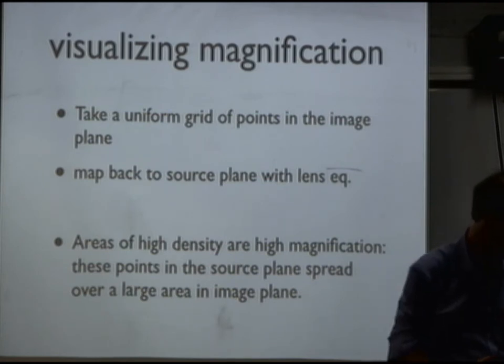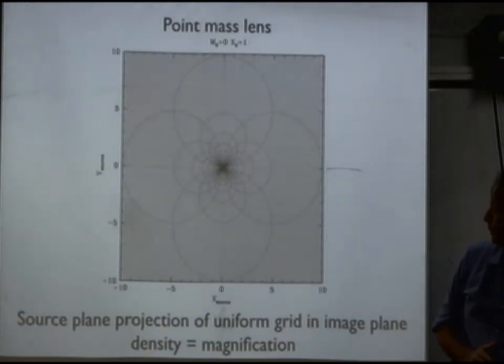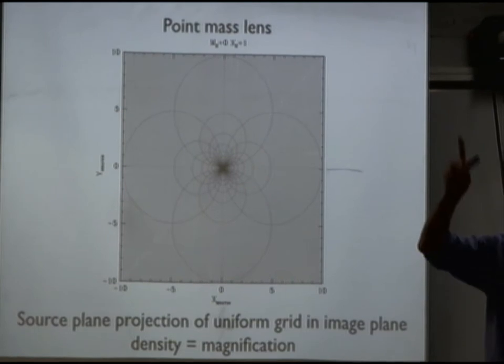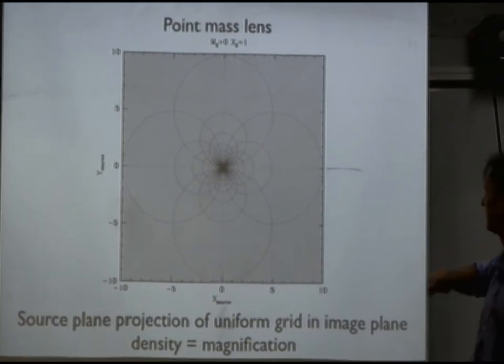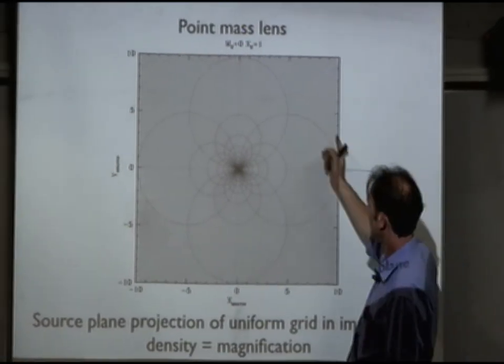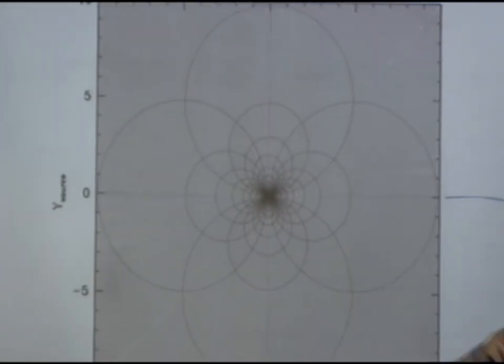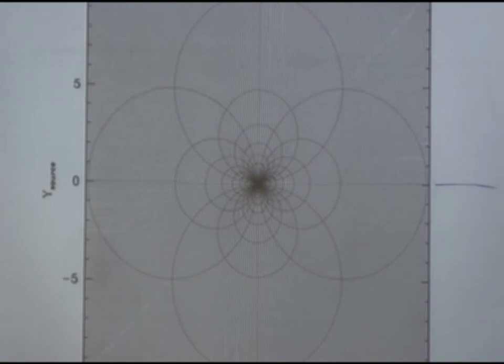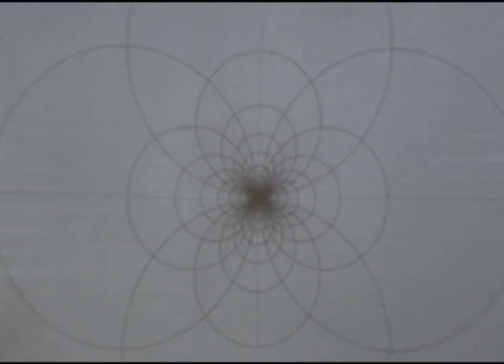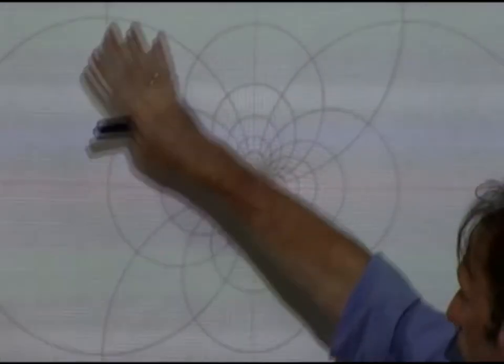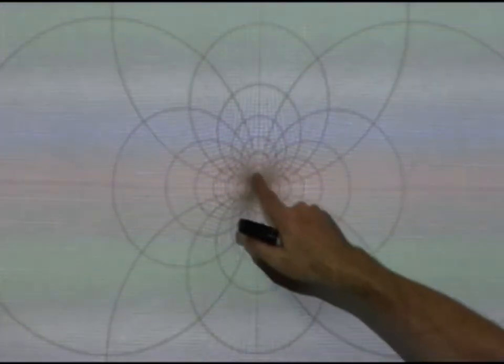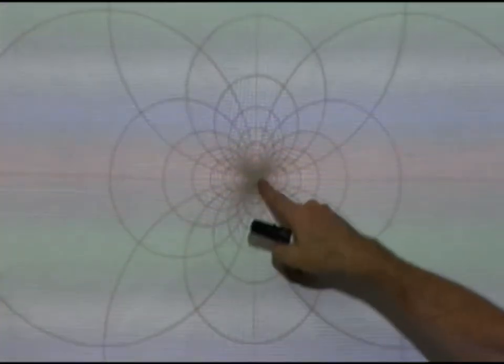So let me give you an example. This is for a single point mass lens. I've just taken a very fine rectangular grid, and instead of plotting the grid, I've plotted all the lines in the source plane, so mapped through the point mass lens equation. And what you see is that the grid is no longer uniform, but that there's a lot of concentration right in the center here. And this is what we should have expected.